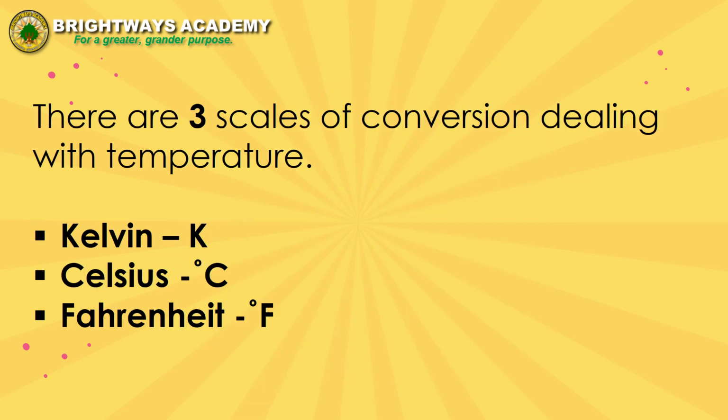There are three scales of conversion dealing with temperature. First, we have the Kelvin. The Kelvin scale is the temperature scale often used by scientists. The 0 point in the Kelvin scale is called the absolute zero.